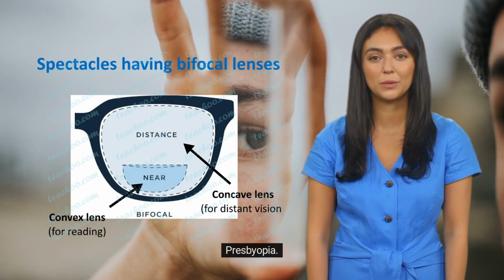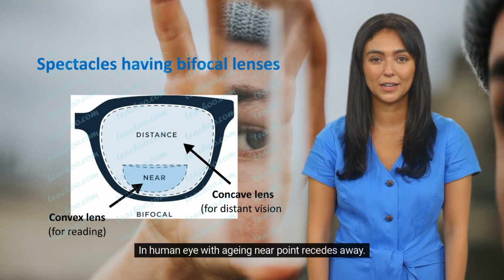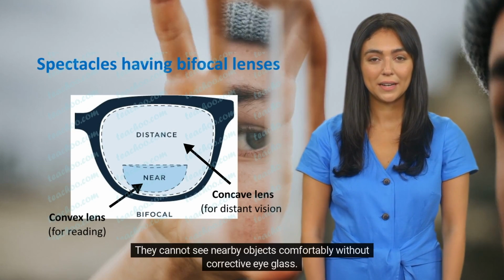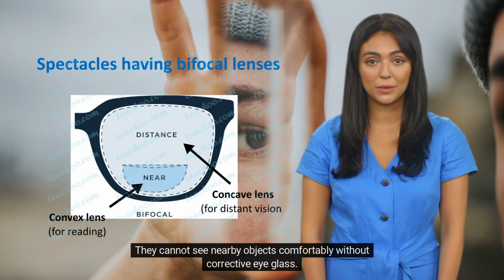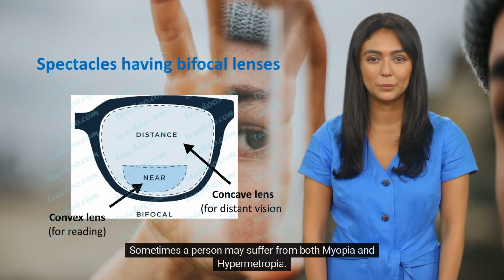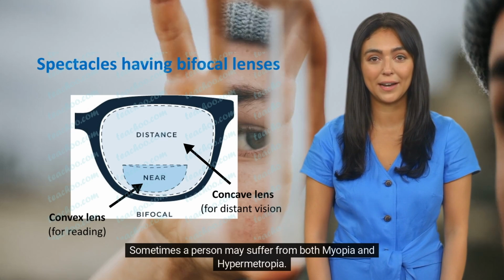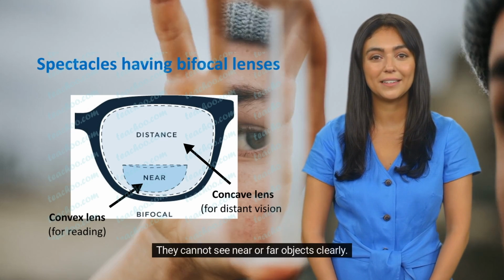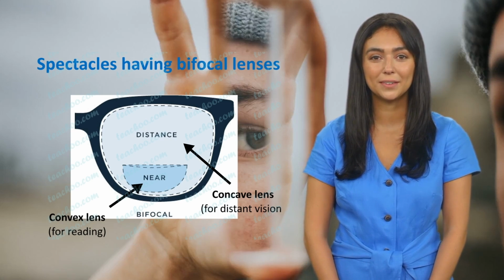3. Presbyopia. In the human eye with aging, the near point recedes away. They cannot see nearby objects comfortably without corrective eyeglasses. Sometimes a person may suffer from both myopia and hypermetropia. They cannot see near or far objects clearly.